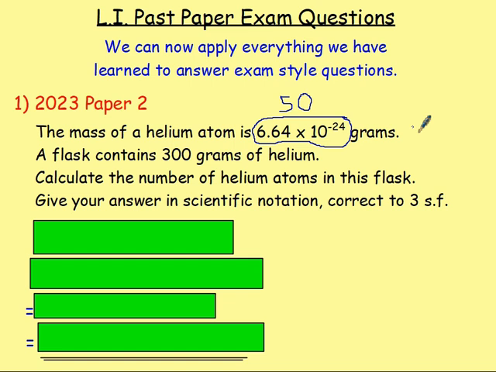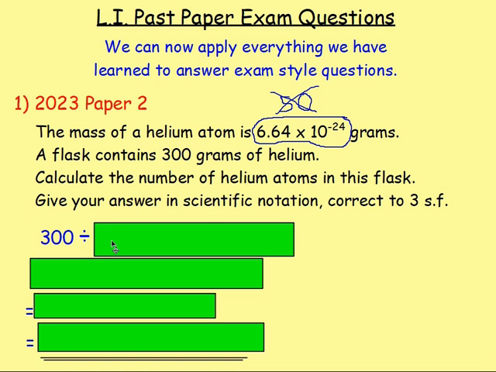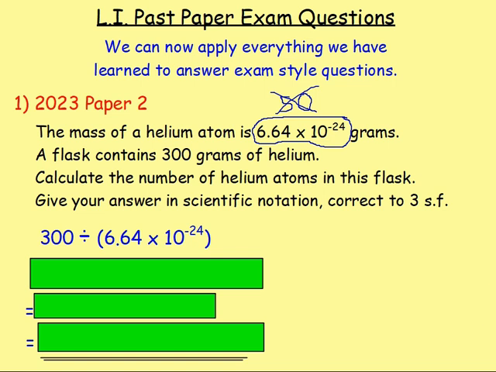Yeah, perfect. But remember, the number is not 50. It is 6.64 times 10 to the power of negative 24. So what do we do? Oh, we just do the same thing, but we don't divide by 50. We divide by 6.64 times 10 to the power of negative 24. Perfect. Yes, well done, Rachel. That is right. So you would take the 300, the weight of the helium in the flask, and you would divide that by the 6.64 times 10 to the power of negative 24.